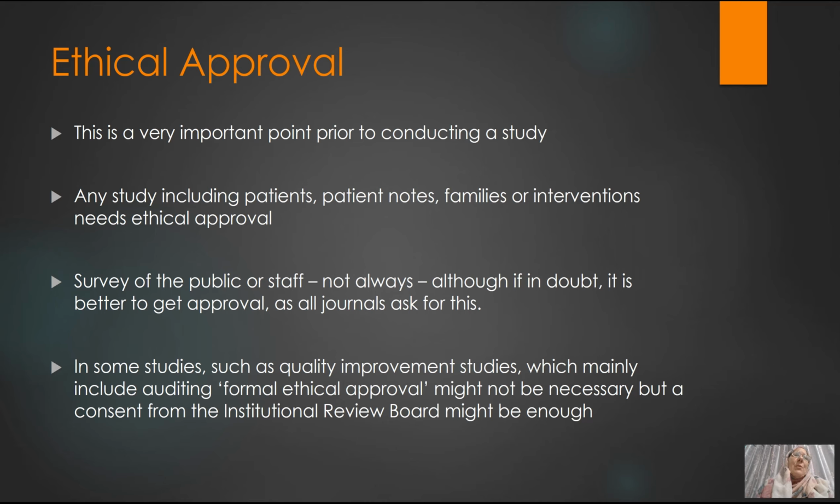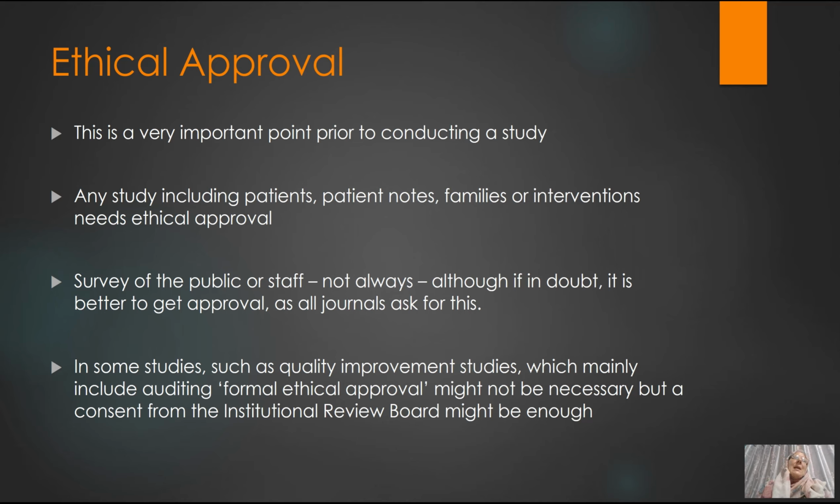Another important part of the method section is that of ethical approval. Sometimes it's called ethical considerations. This is very important to do before you even start your study. Any study including patients, patient notes, families, or interventions needs ethical approval. If you have a survey of the public or staff, ethical approval is not always needed, but if you are in doubt, it's always better to get it. In fact, many journals nowadays ask for your approval. And if you have not got ethical approval in your study, you have to explain why.